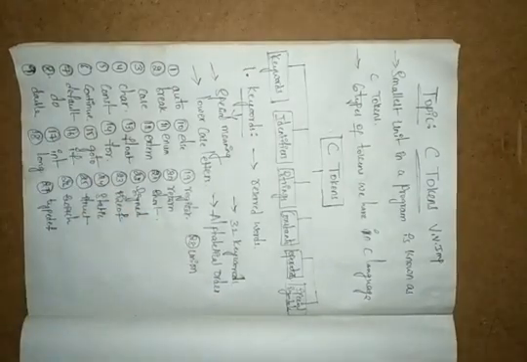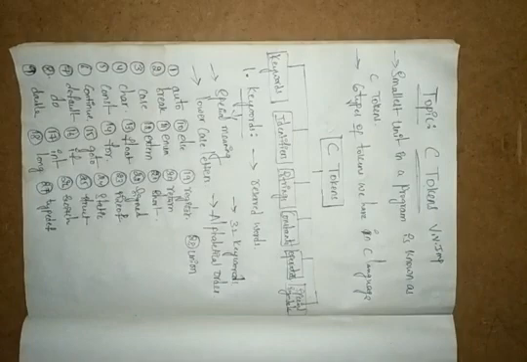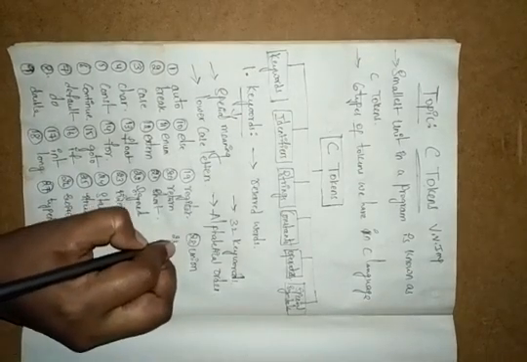Okay, so a union can take a collection of data items with different data types, and it can be used similarly to a structure. Just as we have struct here, union also performs like a structure.